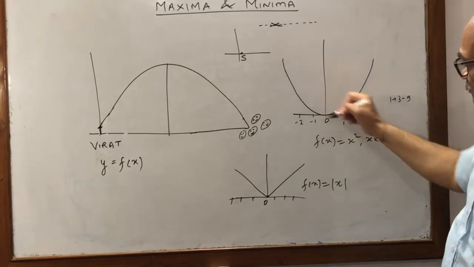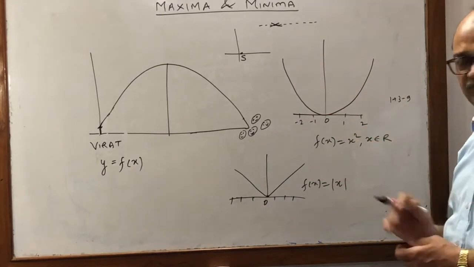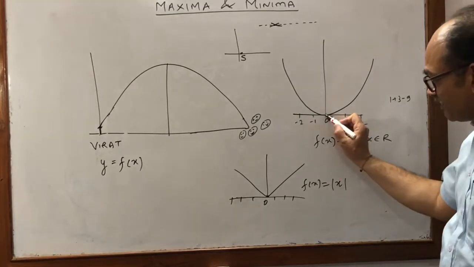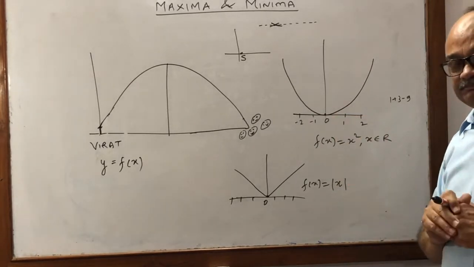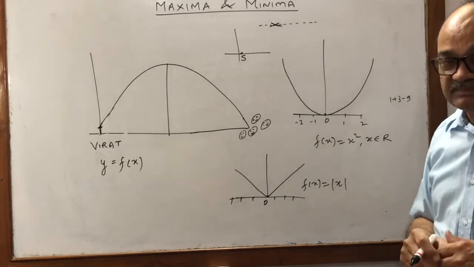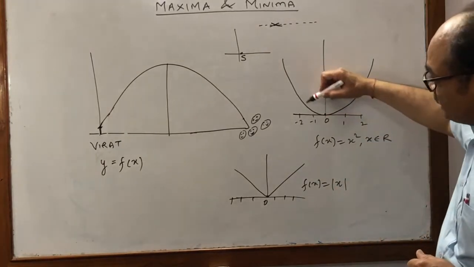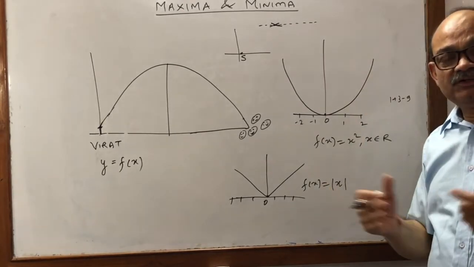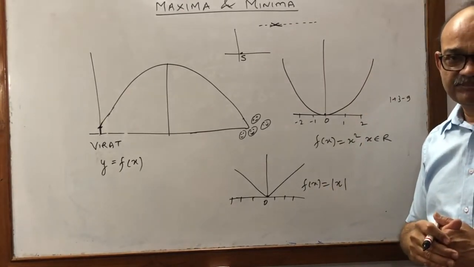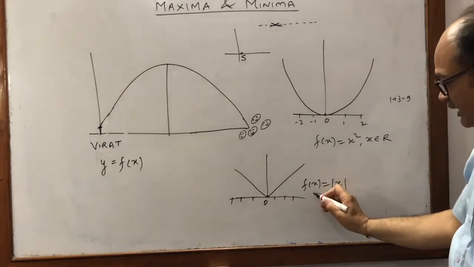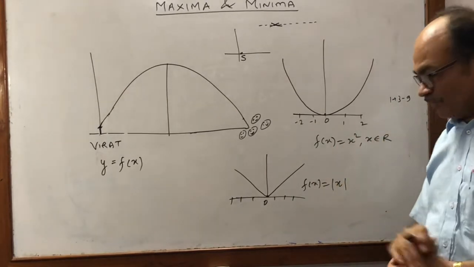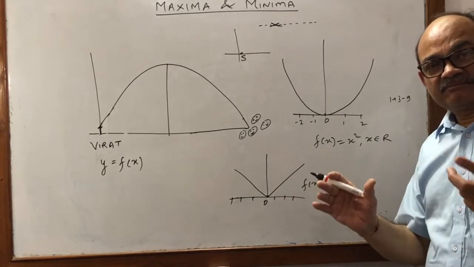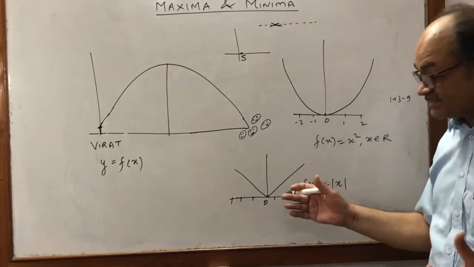Suppose one curve f(x) equals x square for all x belonging to real. Then the minimum value of this curve is at 0. But what about the maximum value? There is no maximum value, because this curve goes upward and no maximum value is attained here. Similarly, one more, f(x) equals mod x. For mod x at 0, we have the minimum value. But what is the maximum value?